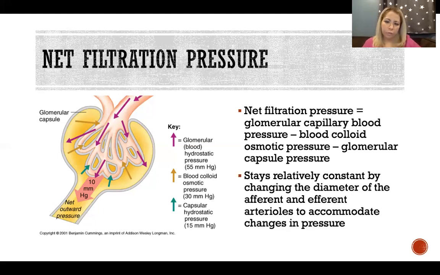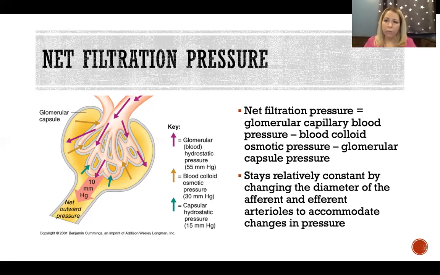So the net filtration pressure stays relatively constant, and we do that by changing the diameter of the arterioles that are coming and going from the glomerulus. Because if we change the diameter, then we can adjust essentially the blood pressure. So we can adjust how much pressure is there in the glomerulus by either making the diameter smaller or larger of the blood vessels that are coming and going.